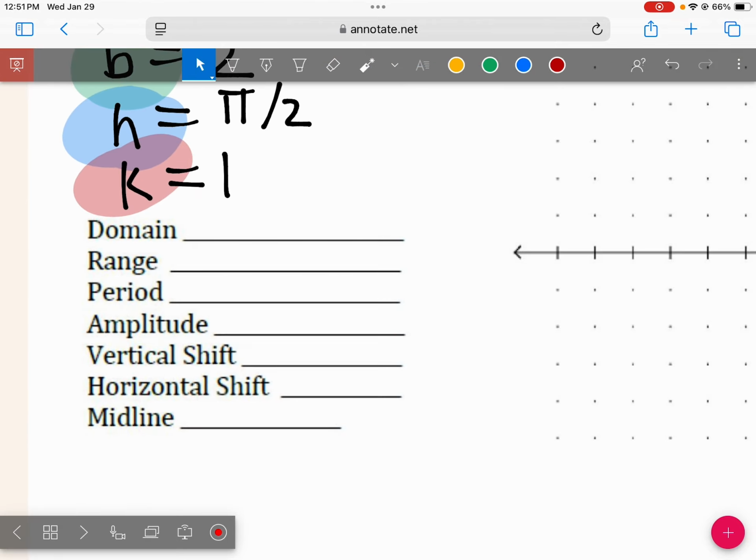Okay. We get to fill out our sidelines over here. Our domain is negative infinity to infinity. Range, we don't have yet. Period, we don't have yet. Amplitude, 4.